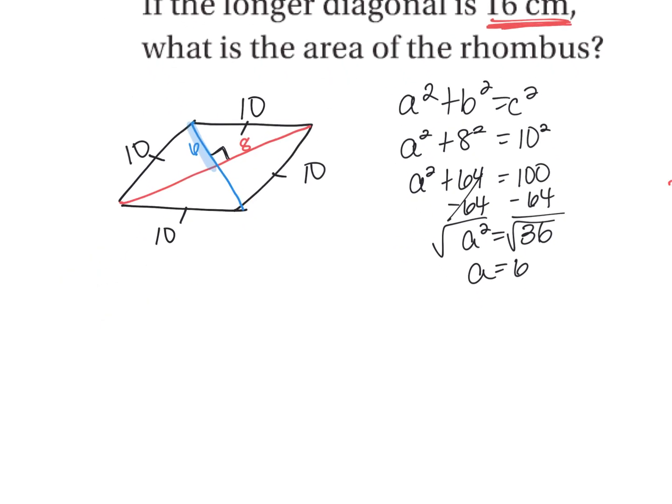Yes, I know we did all that work. 6 is not our answer. We're still trying to find the area. We just had to do work in order to find it. So we've got our formula, and we're writing that: 1/2 D1 times D2.